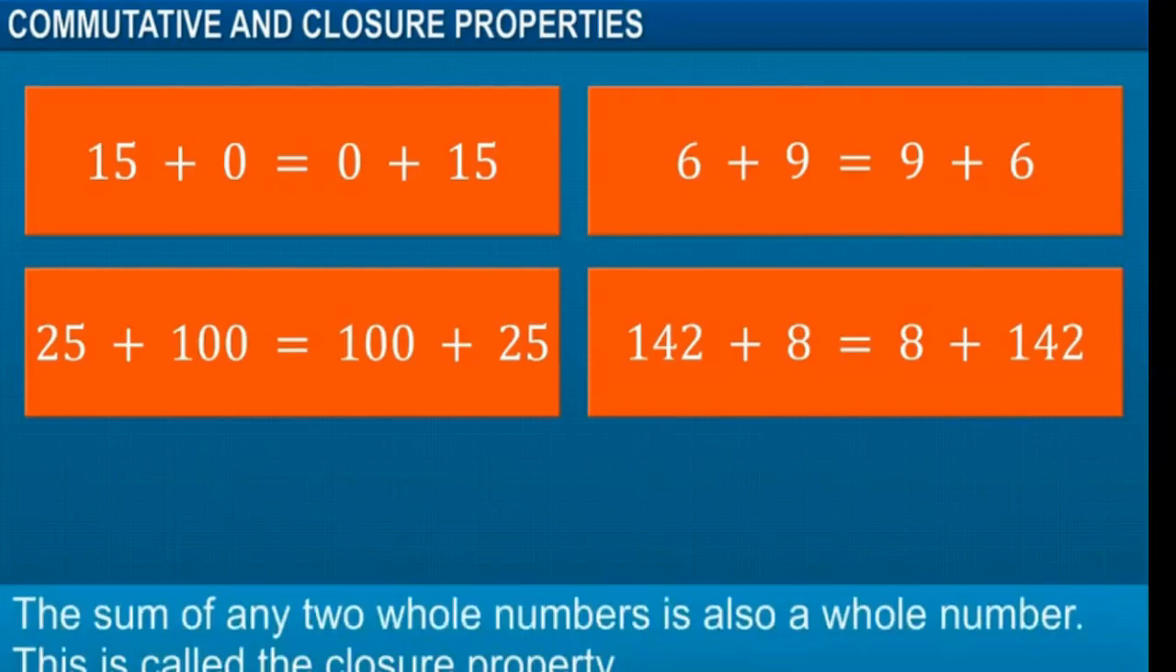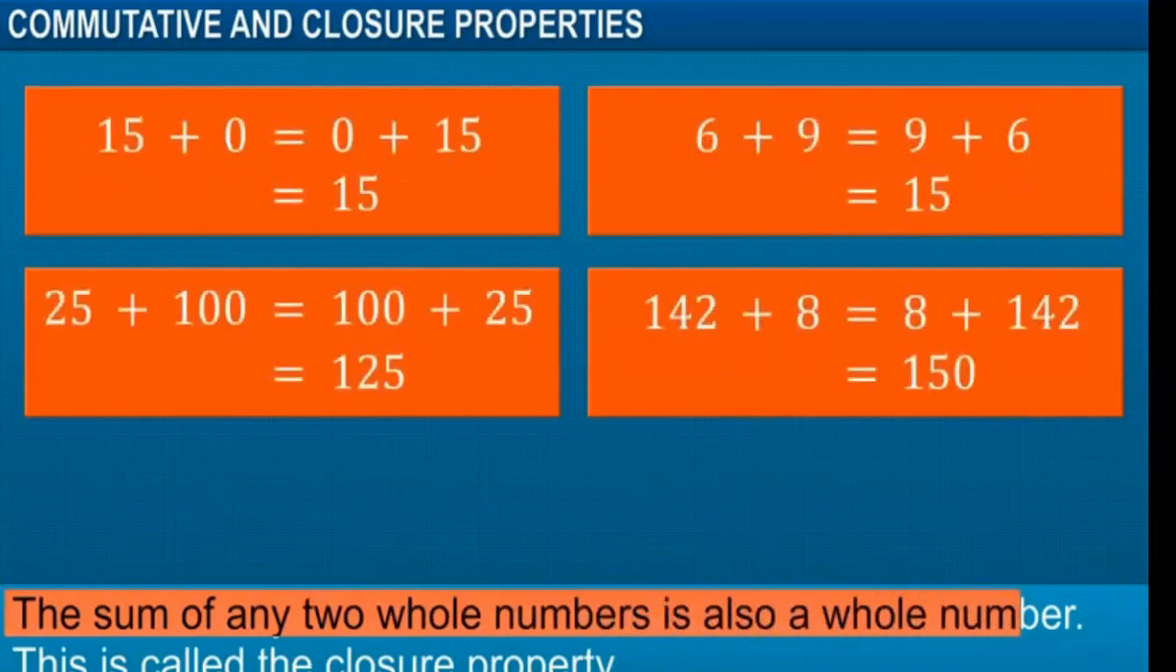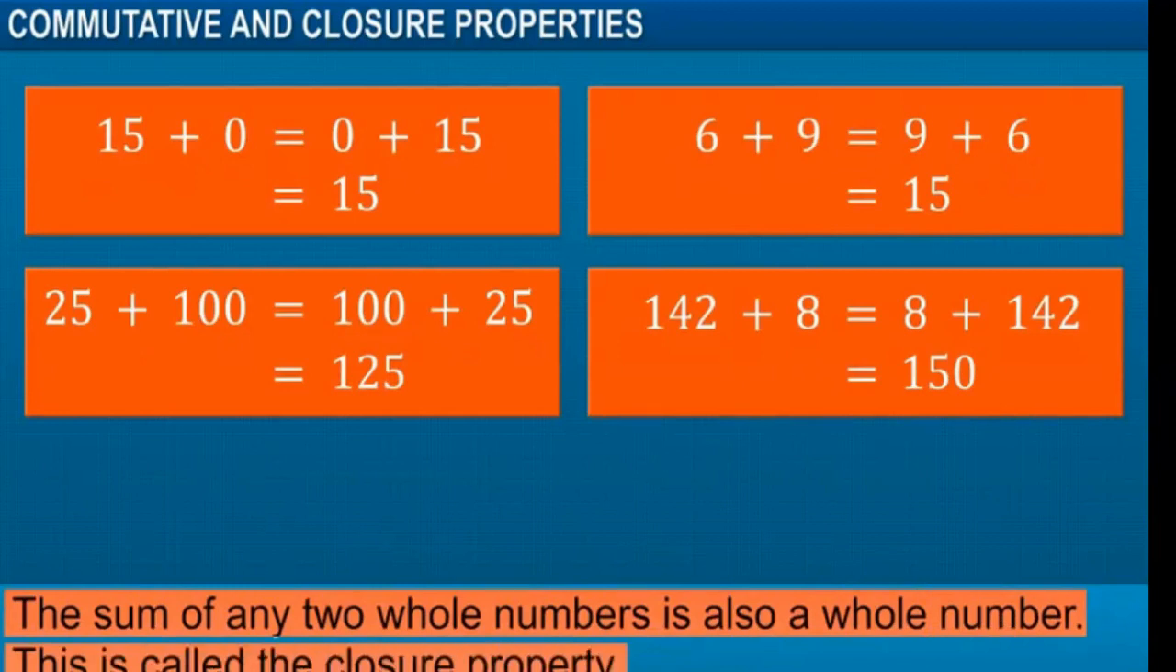Also note that the sum of any two whole numbers is also a whole number. This is called closure property. Okay, so understood what is closure property? The sum of any two whole numbers is also a whole number.